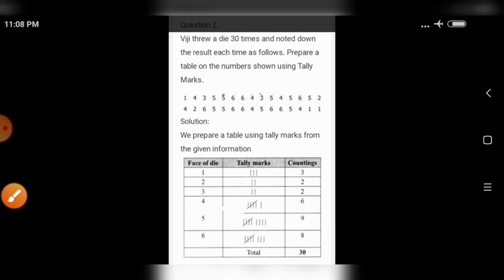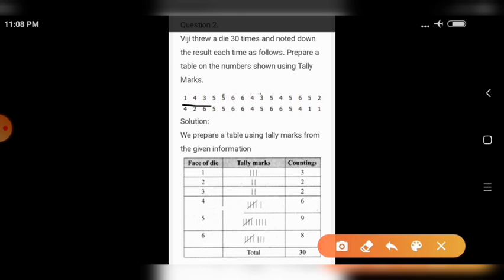Next is question number 2. Vijay threw a die 30 times and noted down the results each time as follows. Prepare a table on the numbers shown using tally marks. Given some collection of data, you have to make tally marks. 1 how many times? Here 1 time, and then 2 times, and then 3 times. Here you have to make a tally mark.